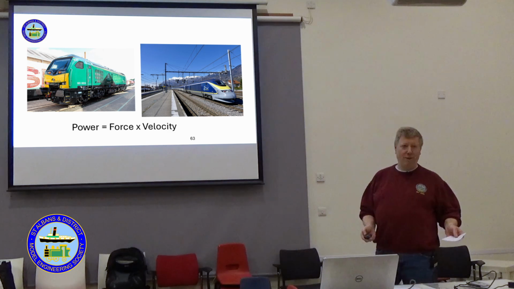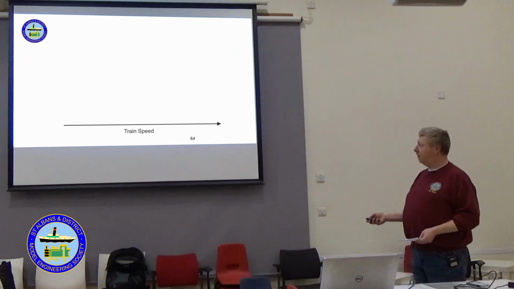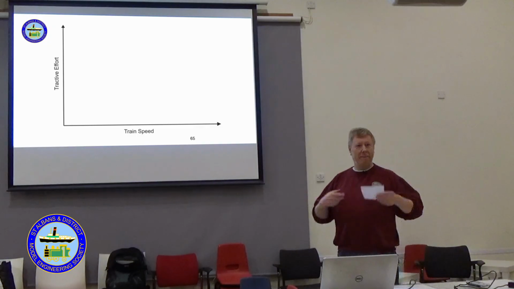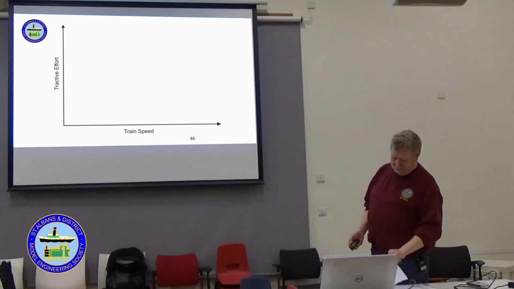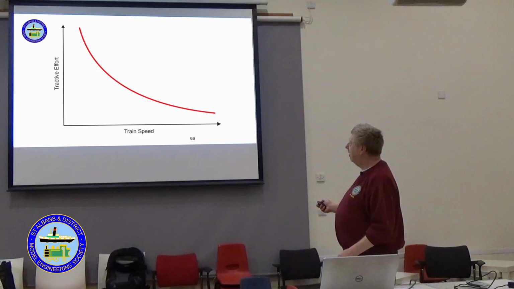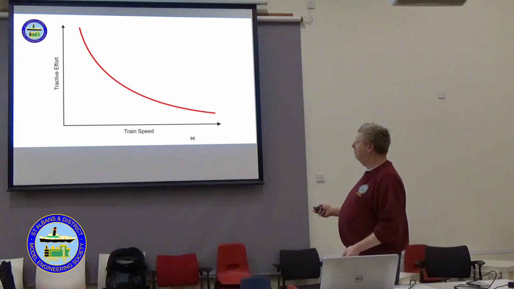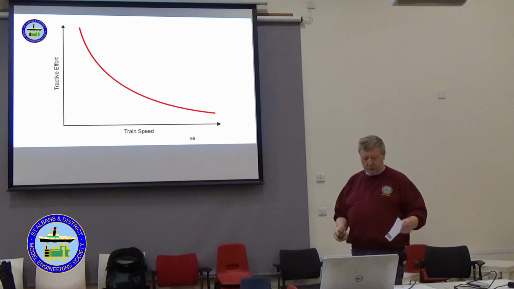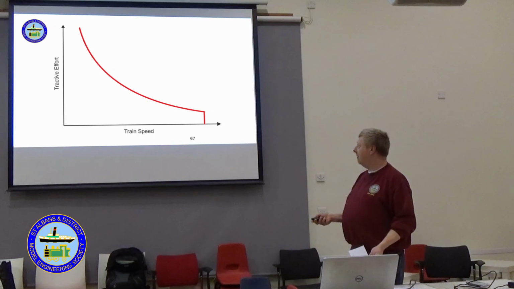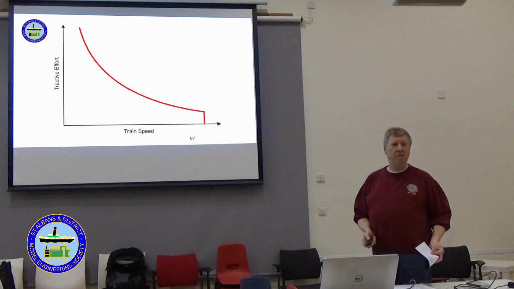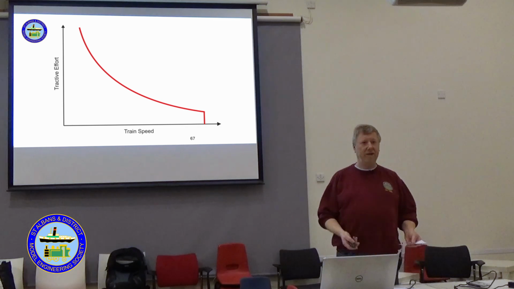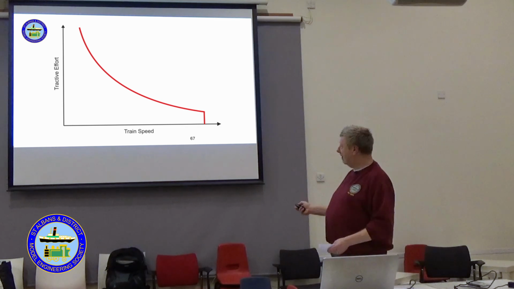If we draw a graph of the speed of the train against the tractive effort, or the amount of traction, force that's needed to go in there, you get an inverse relationship like this. The faster you go, the less traction you need. But this isn't quite right, because there is a physical limit to how fast the train can go. We have speed limits. If you go too fast, the train comes off the rails, etc. So the graph gets cut off at this end.